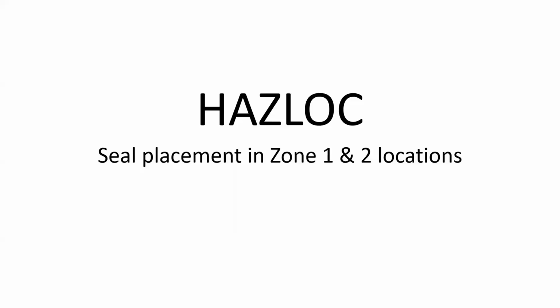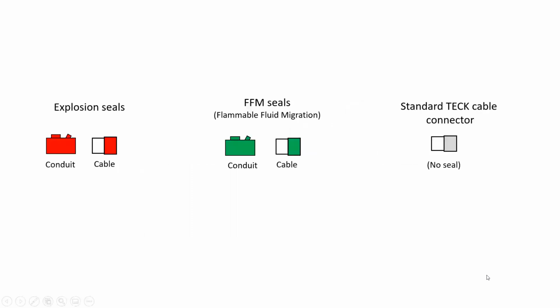HAZLOC, seal placement in zone 1 and 2 locations. In this presentation, we're going to look at two diagrams, one from zone 1, one from zone 2, and we're going to look at the requirement for conduit and cable, explosion seals, flammable fluid migration seals, and finally, when we can get away with a standard TECK cable connector with no seal on the fitting at all.